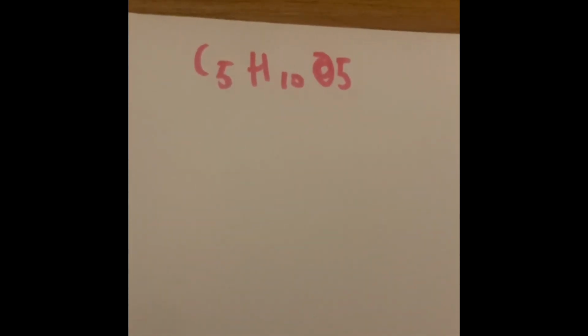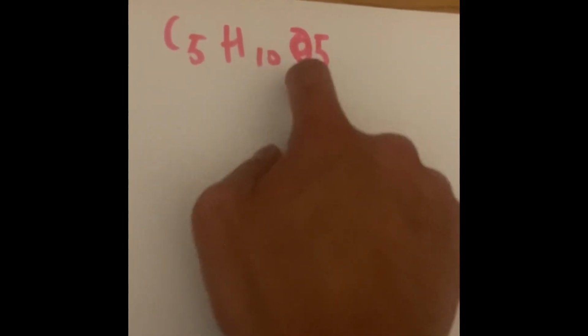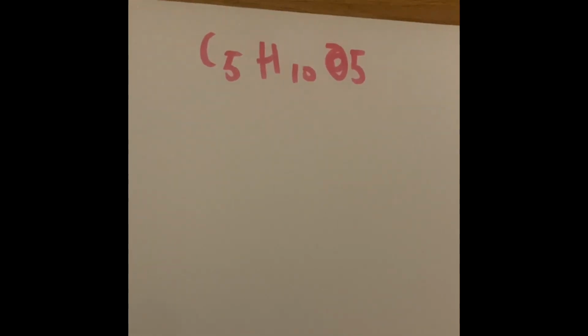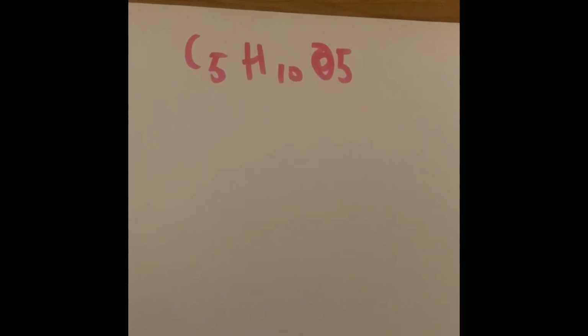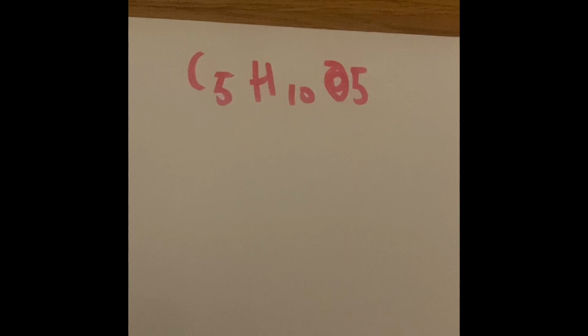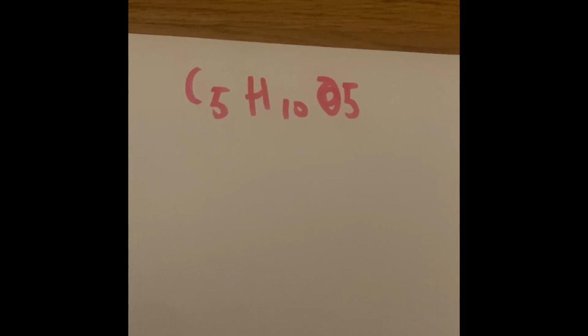So what we have right here looks like a compound. The formula is C5H10O5. But there is a little problem. This compound is not in its simplest form. That means it's not in its empirical form. Right now it's currently in its molar form. All we have to do is somehow make it easier to understand.